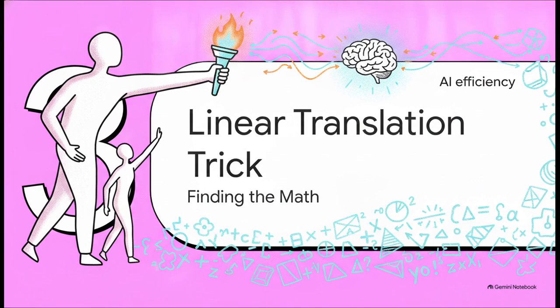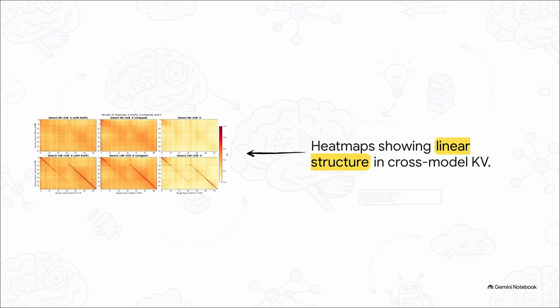Let's get into Section 3, a linear translation trick. This part is absolutely fascinating. When researchers mapped the cache from a smaller Qwen3 model to a larger one, they saw these really bright, sharp, diagonal lines in the data. That was their eureka moment. Those lines proved that even though these massive neural networks are completely different sizes, they actually share a hidden, highly predictable, linear mathematical structure. In fact, a single layer from the smaller source model can actually explain up to 56% of the variance in the big target model's memory, which is kind of mind-blowing.